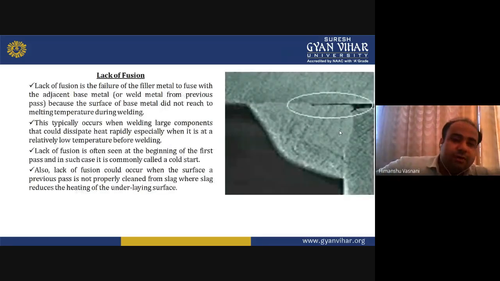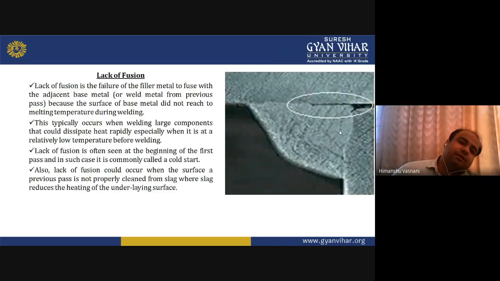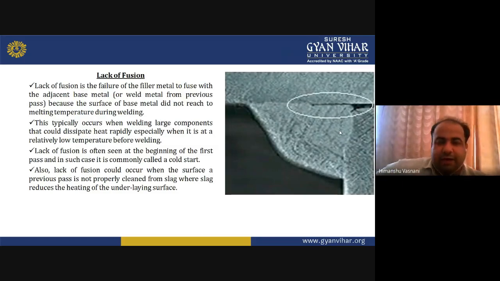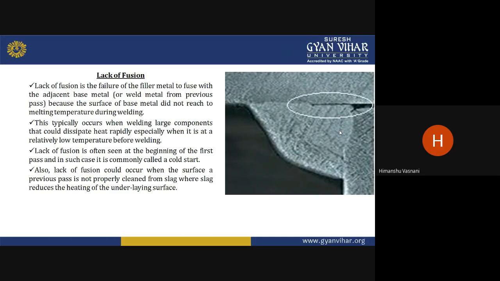Now lack of fusion. You know that in welding, fusion happens where the workpiece and the welding electrode come nearby and the arc happens. At that time, the base metal also melts to some extent and the filler material also melts, fills the welding zone and fuses with the base metal. The lack of fusion is the failure of filler material to fuse with the adjacent base metal, or the weld metal from a previous pass. This is because the surface of the base metal did not reach the melting temperature during welding.